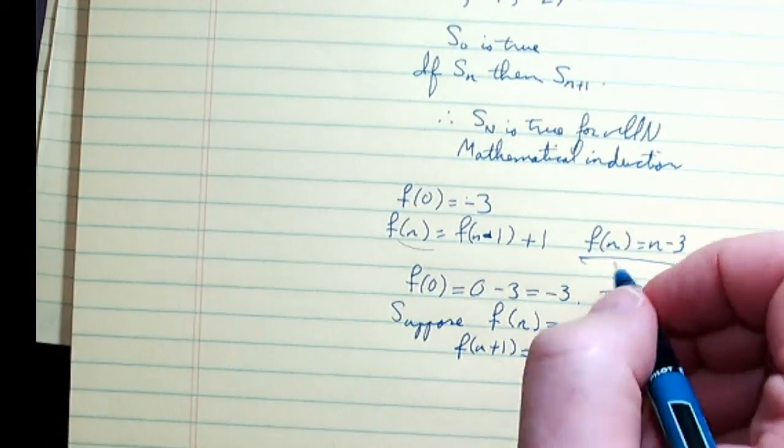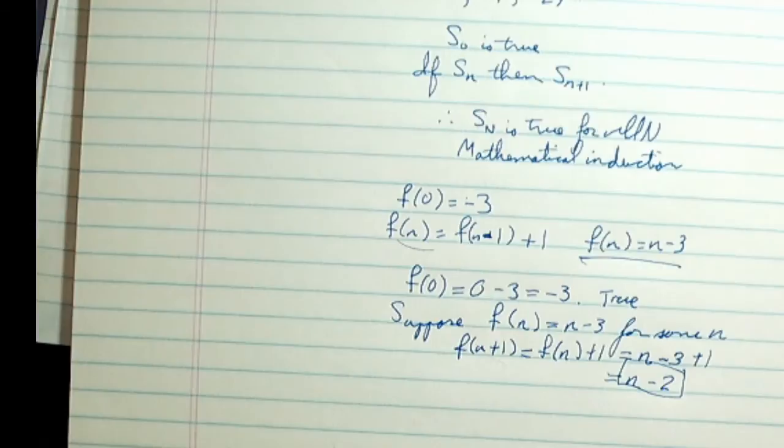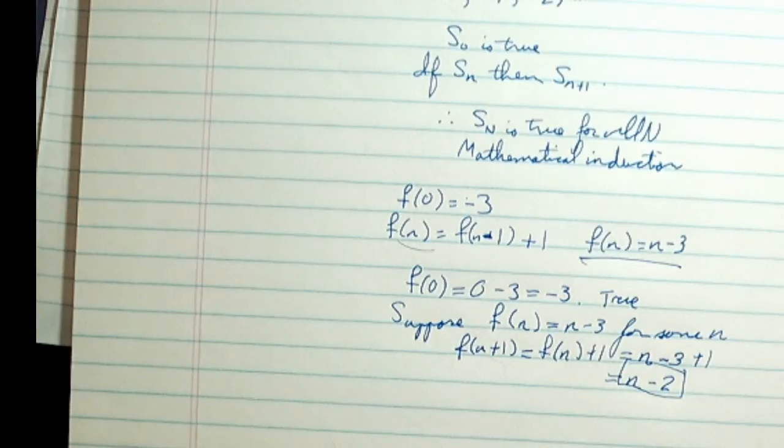So this formula works for 0. If it works for some number, it works for the next number. Therefore, it works for everything. And we're done. That's mathematical induction. This is a really useful trick for these sorts of sequence problems.